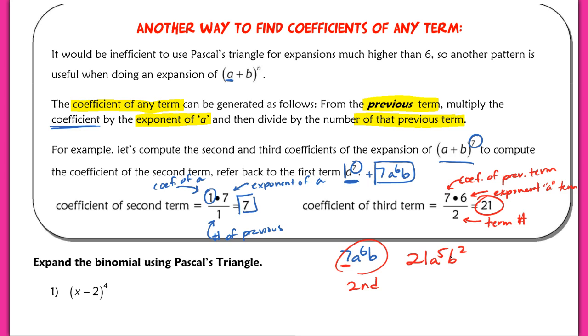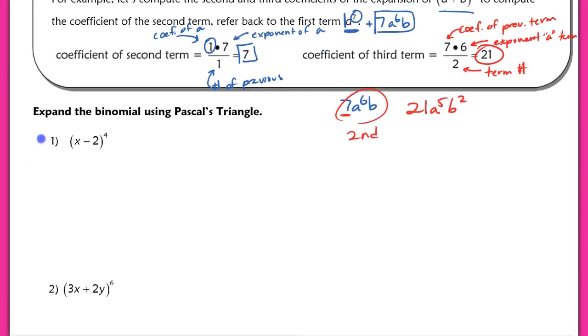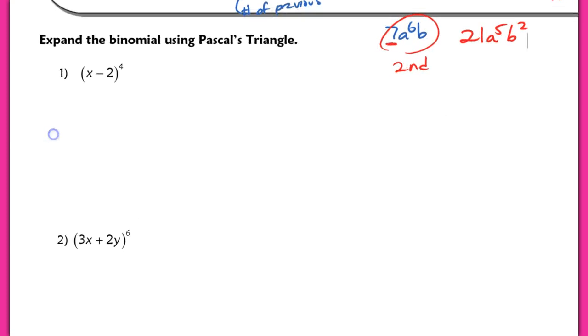So this is a little bit helpful, and we're going to get into this when we start talking about the binomial theorem. I just wanted to cover that. But when we do these practice problems here, we're actually just going to use Pascal's triangle. We're not going to go through that method I just showed you.